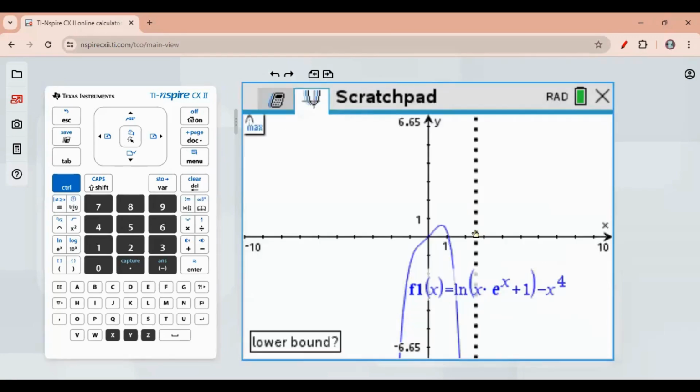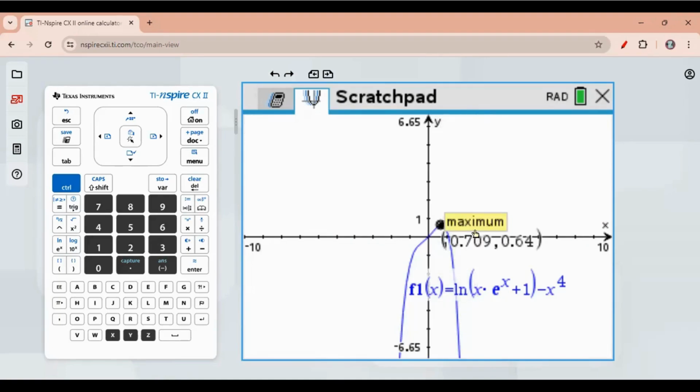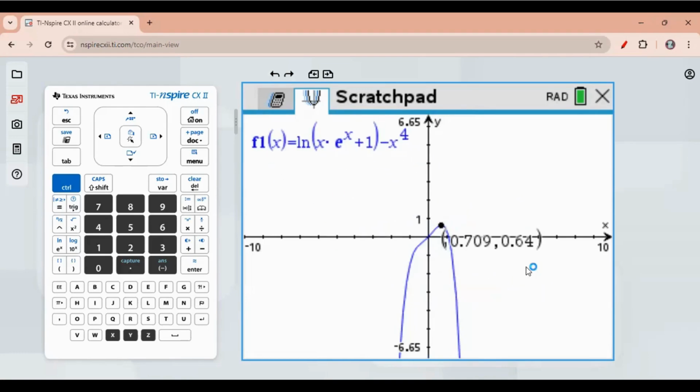So go for maximum. It is asking for a range. In this question, they have given the range from 0 to 2. So 0, you type anywhere, and then it will ask for the upper bound. So you just type 2. So your maximum is plotted over here. This is your maximum.